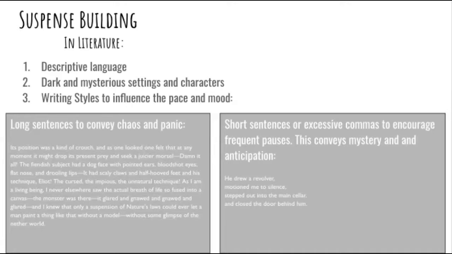And then also, there are certain stylistic choices that writers can use to influence things like pace and mood. So below, I have excerpts from the same story. It's called Pickman's Model. And I'm going to read them really quickly for you to demonstrate how the style of writing can influence pace and mood. So sometimes when you use really long sentences, it can convey chaos and panic.